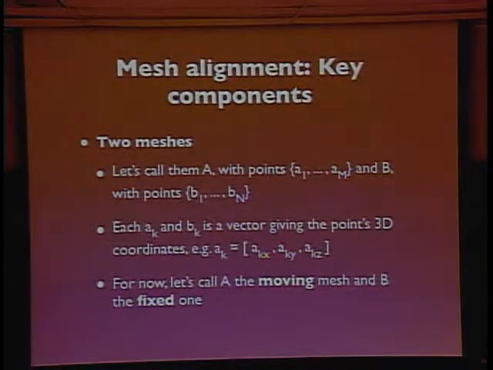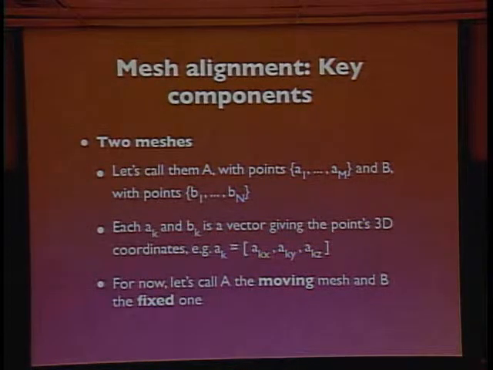And intuitively, you all know what that means. It means to basically take one surface that's been taken from one point of view, and the other surface taken from another point of view, and rotate and translate the one so that it lines up well onto the other in the intuitive sense. So here are the key components of this problem. Let's say we start with two surfaces.